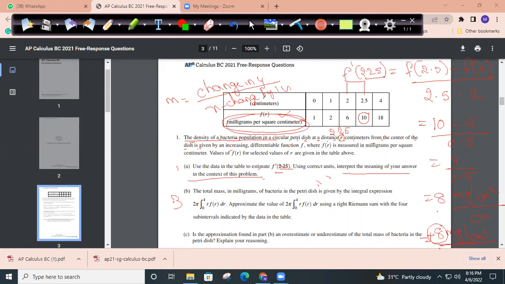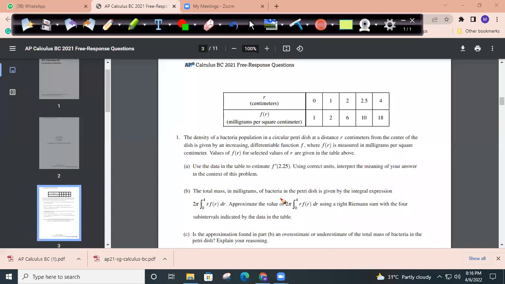Now let me come back to the second point. The total mass in milligrams of bacteria in the petri dish is given by the integral expression. They give the density, and they're saying this is the formula to find the total mass of the bacteria. See how good it is, you're able to find the total mass of the bacteria using some function. Now they're asking us to find the approximate value of this using the right Riemann sum with 4 subintervals indicated in the data table above. So first of all, we should know what a Riemann sum is.